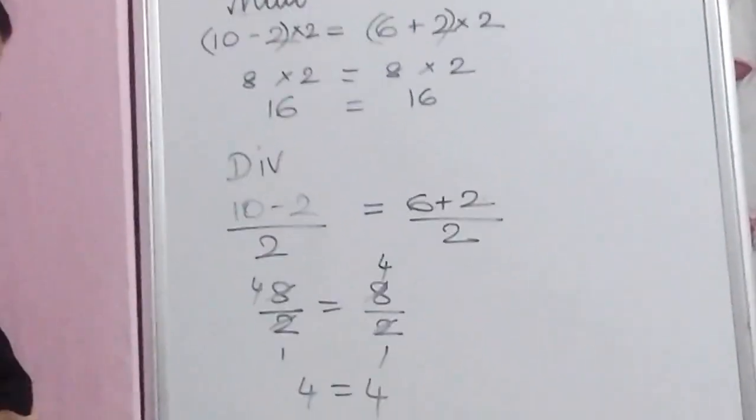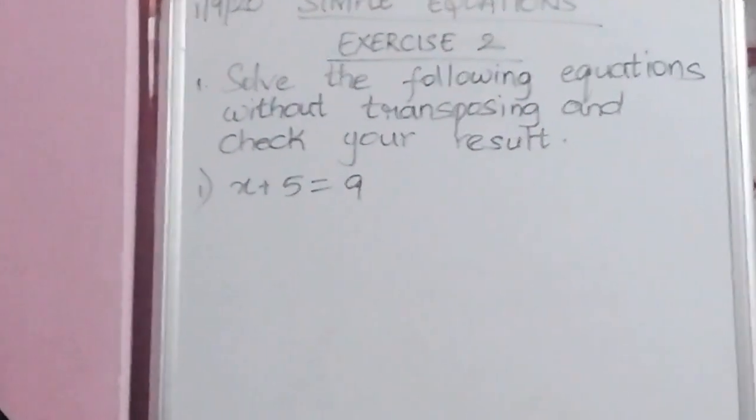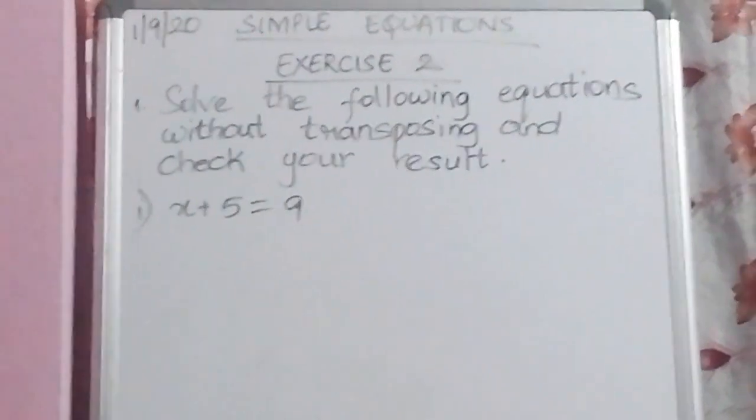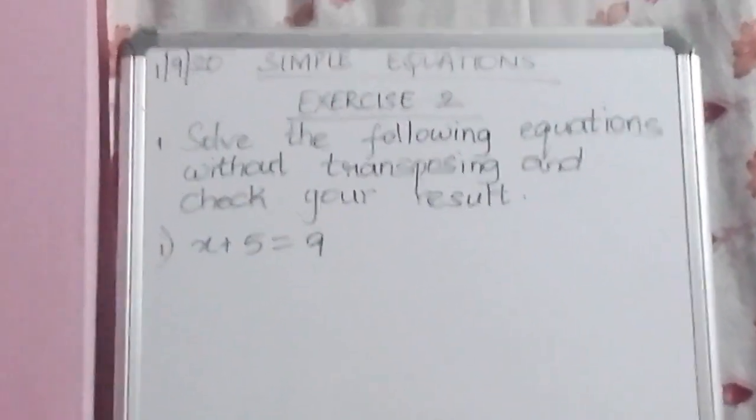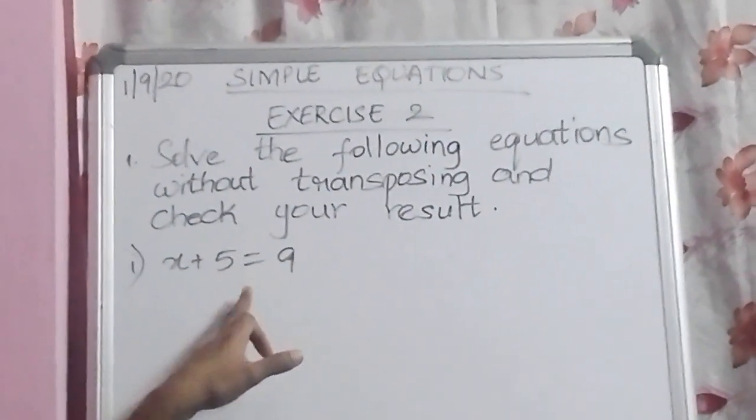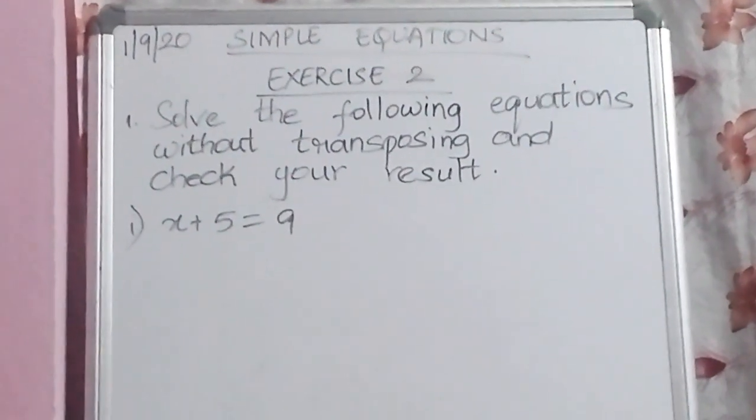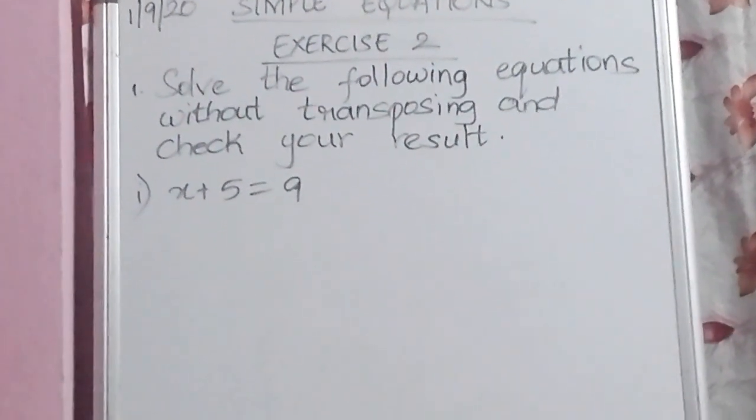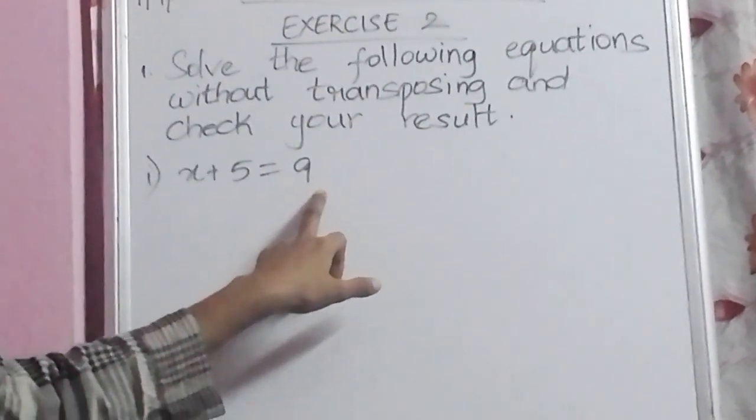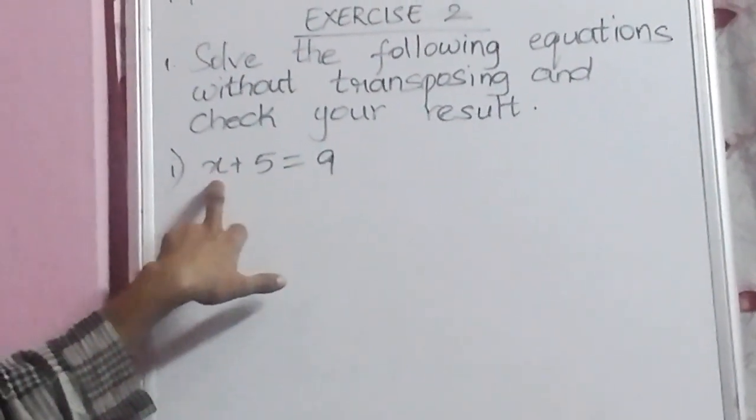Now let us do the problems which are given in the exercise. Solve the following equations without transposing and check your result. Now for this problem we are going to use the principle of equality. They have given x plus 5 is equal to 9. Now the first thing you should do is identify the variable. What is the variable in this? Yes, the English alphabet which is there in this equation, x. So we are going to find the value of x.